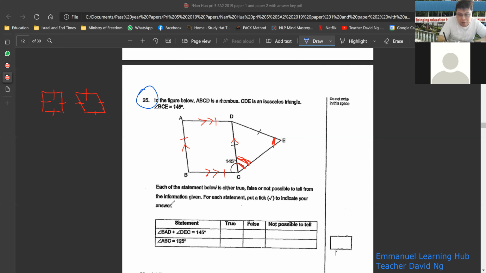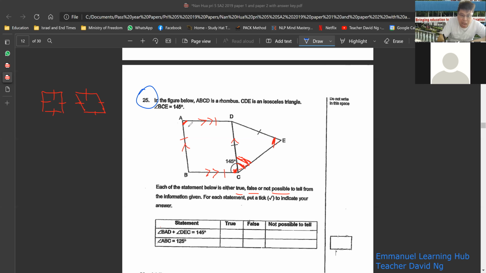Each of the statements below is either true, false, or impossible to tell. There's only 3 scenarios. So your angle BAD apparently is the same angle as your BCD, because they are diagonally opposite sides of the same rhombus. So angle DEC apparently is your angle DCE, because isosceles triangle.